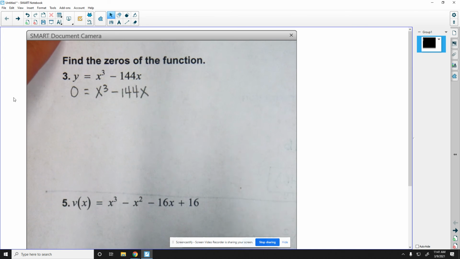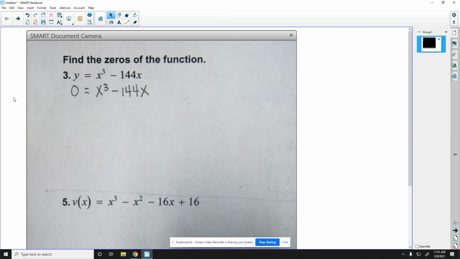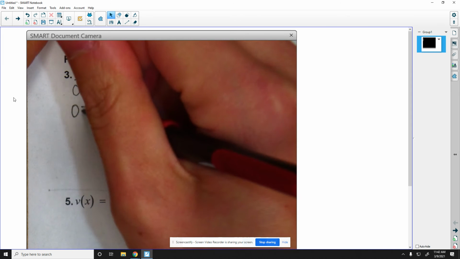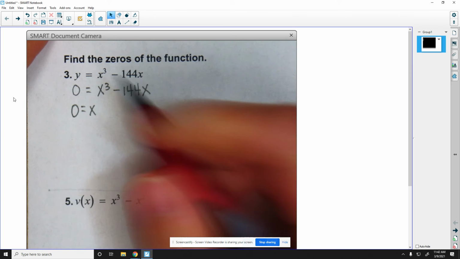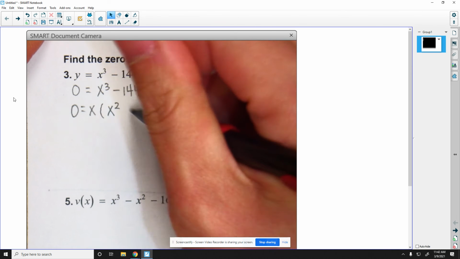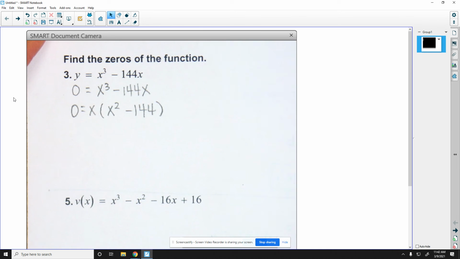So remember how when I told you to factor, like we said, step 1, whenever you factor, you always have to take out a GCF, right? Always take out a GCF. If you can take out a GCF, always take out a GCF. So I can take out an x, right? Aren't there x's to take out on both of them? So left over, I have x squared minus 144.